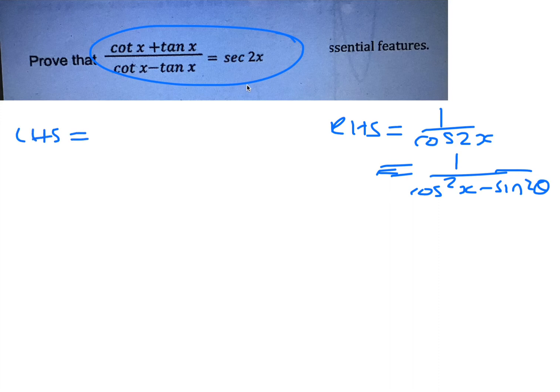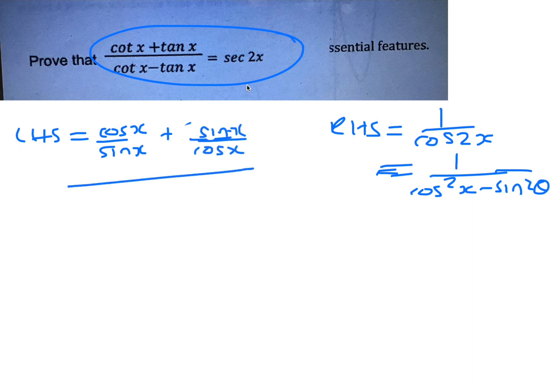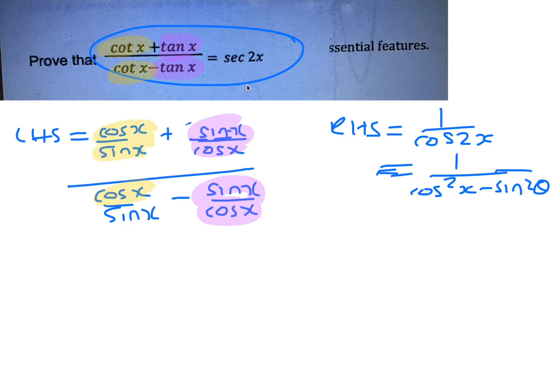The left-hand side, the most you can do here is make that cos x on sine x plus sine x on cos x, sorry. That'll be plus sine x on cos x over cos x on sine x minus sine x on cos x. And that's just replacing the tan x, which equals that. And then if you replace the other one, the cot will equal cos on sine.